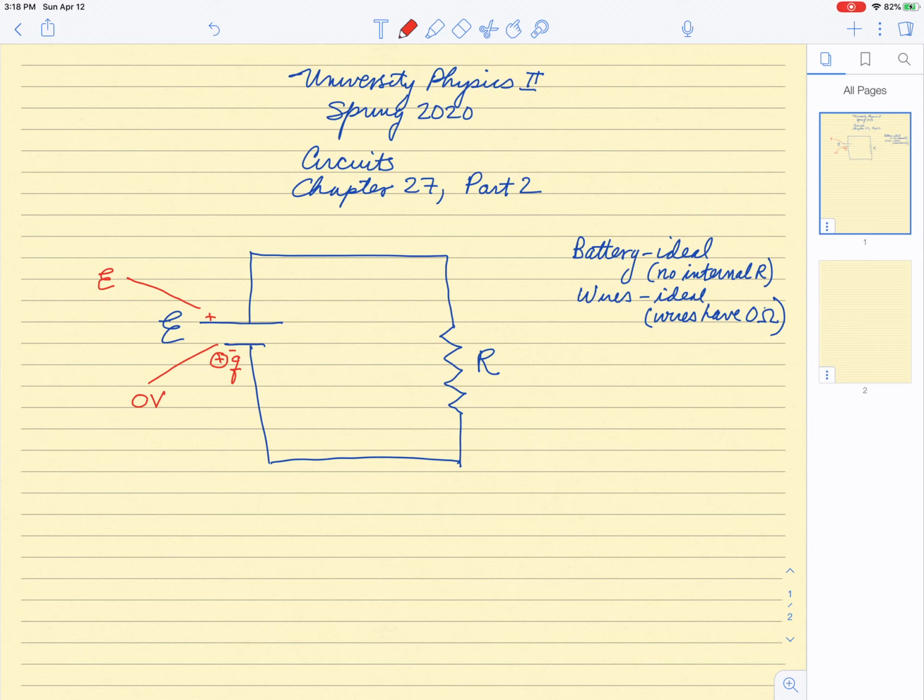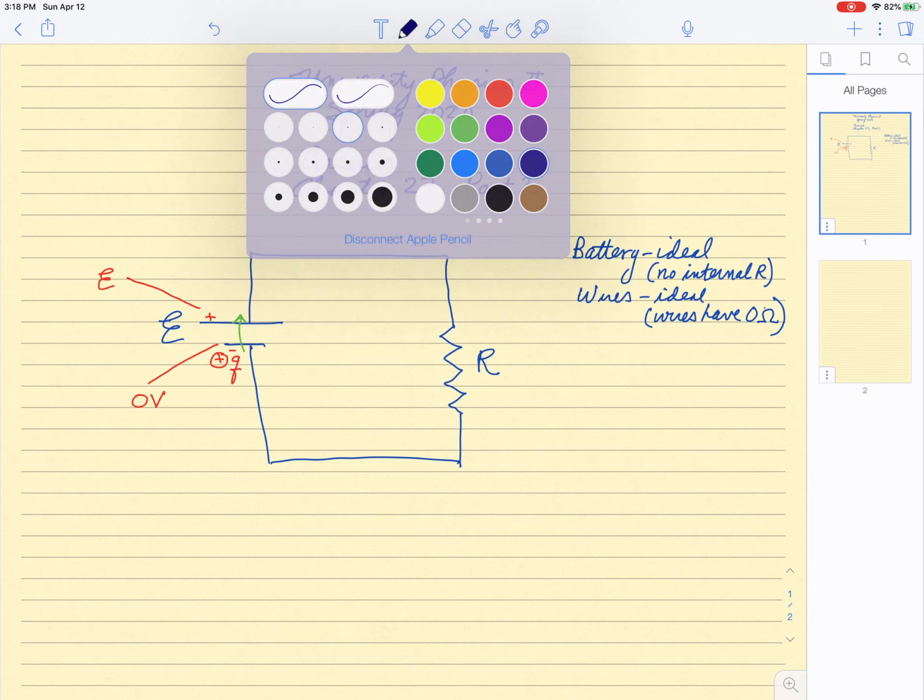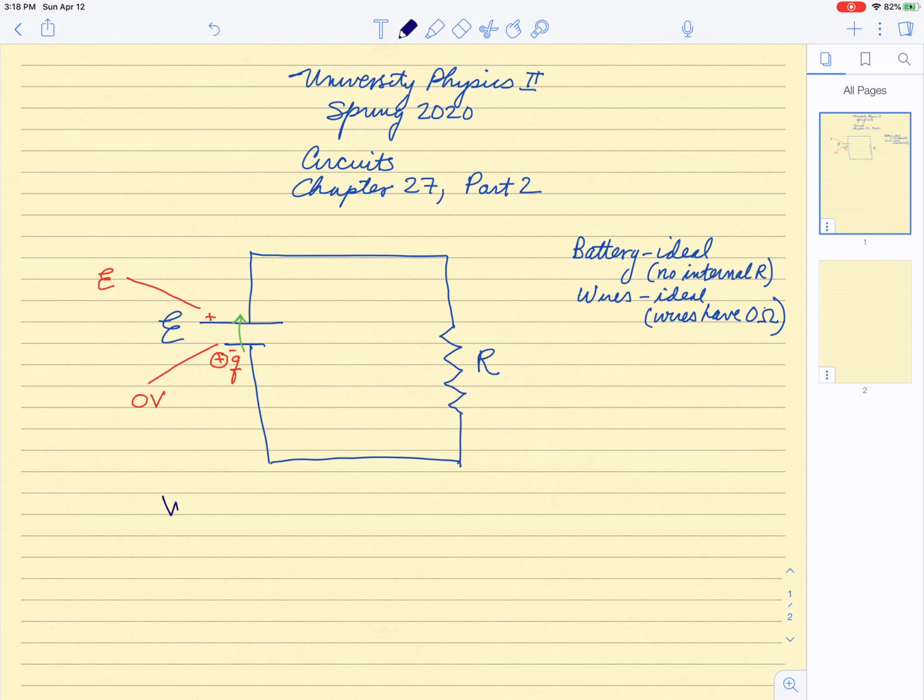And so it's going to take some work to move this charge from here to here. And the amount of work that needs to be done is going to be Q times E. Now think about where this might come from. Remember that electrical energy is Q times V. For these devices here, instead of calling it V, we're calling it E, and you'll see why we're calling it E as this discussion progresses.